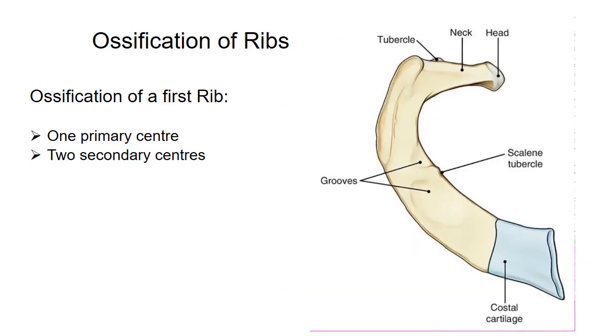Now let's talk about the ossification of first rib. Ossification of first rib is almost similar to that of a typical rib. The only difference is that it ossifies from one primary center and two secondary centers. Primary center for the shaft and two secondary centers, one for the head and one for the tubercle. Otherwise, its ossification is similar to that of a typical rib.